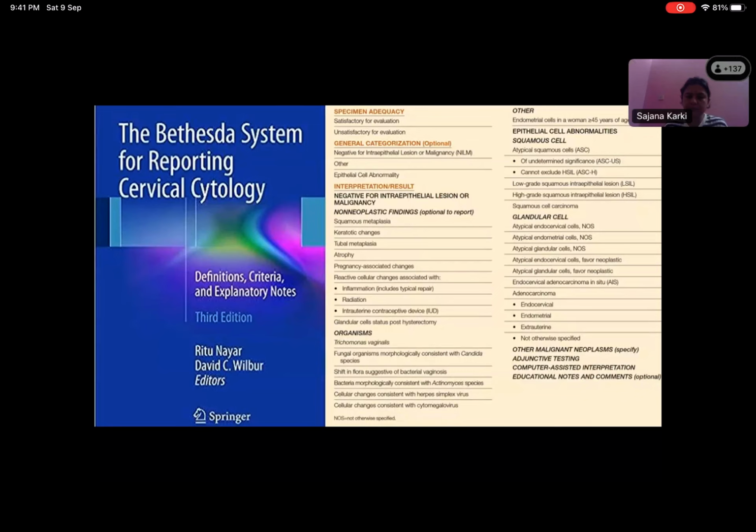So the interpretation of cervical cytology is based on the Bethesda system of reporting, and it has certain categories under it. First, what we evaluate is the specimen adequacy. Then there are diagnostic categories like negative for intraepithelial lesion or malignancy, or no abnormality detected. Then interpretations like non-neoplastic findings, which include a list of things such as organisms, epithelial cell abnormalities, which can be squamous or glandular, and several other malignant neoplasms.